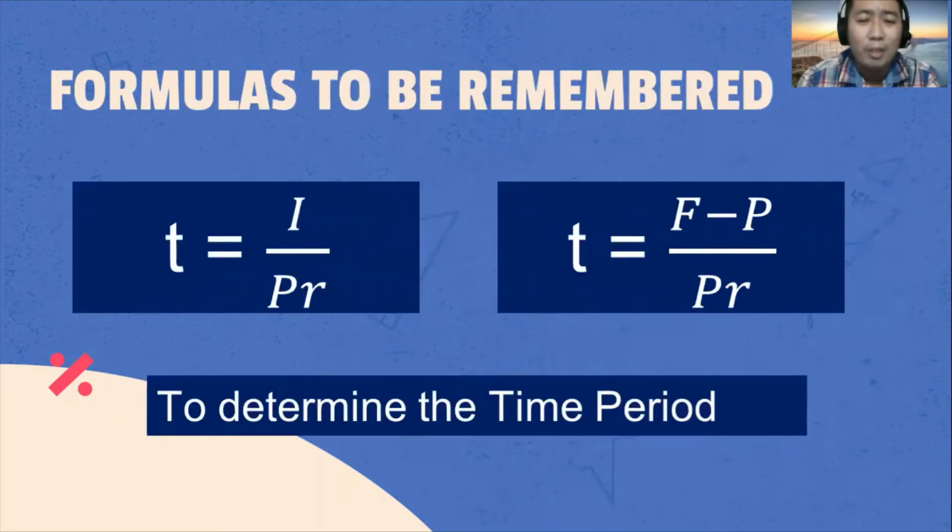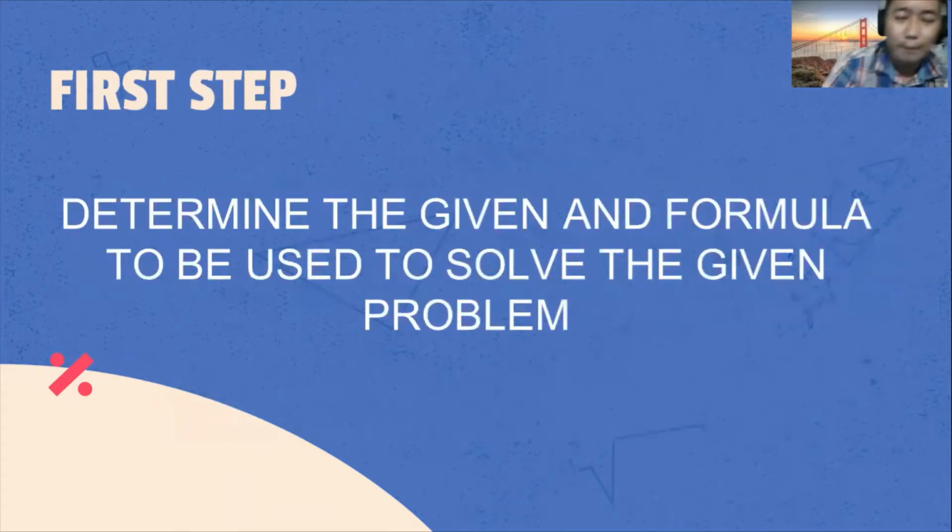So these are the formulas in order for us to determine the time period. We will be using T is equal to I over PR if the interest, principal amount, and rate are given. And on the other hand, we will be using T is equal to (F minus P) over PR, or the product of PR, when maturity value, principal amount, and rate are given. So there are two possible formulas that we can use in determining the time period in a simple interest.